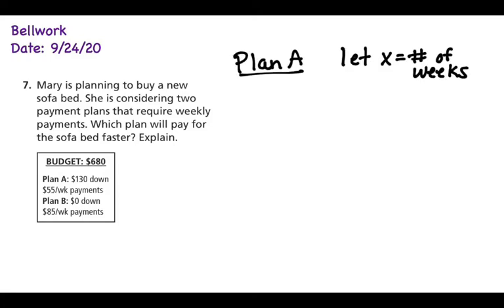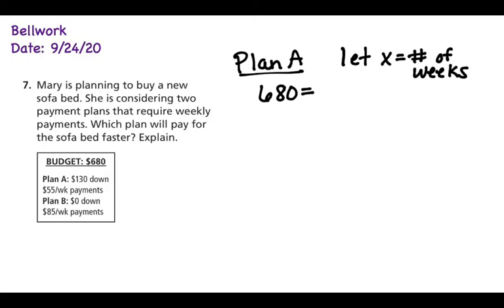All right, number 7 for the bell work. Mary is planning to buy a new sofa bed. She is considering 2 payment plans that require weekly payments. Which plan will be the best plan to pay off the fastest? So I can see that we can set up 2 different equations if we let x equal the number of weeks that they're making payments.